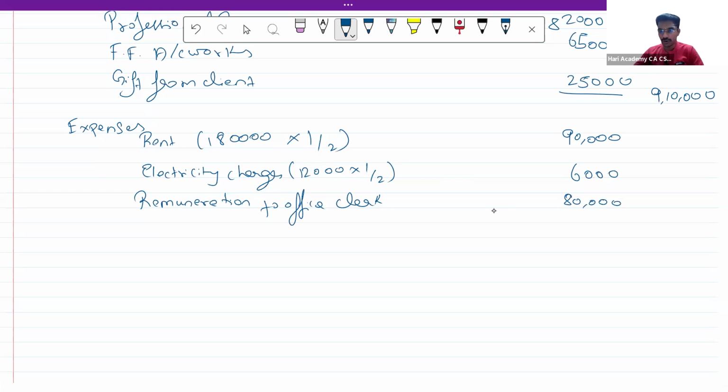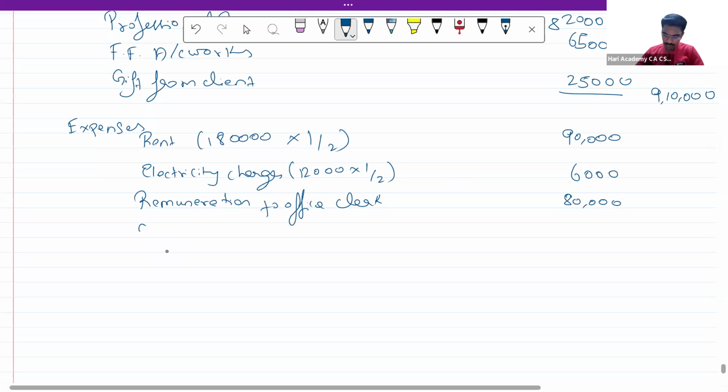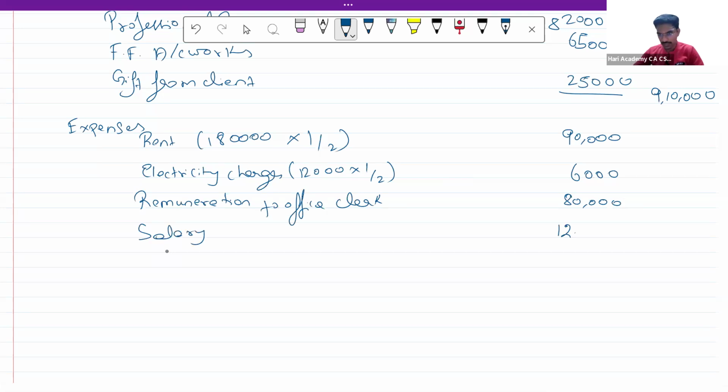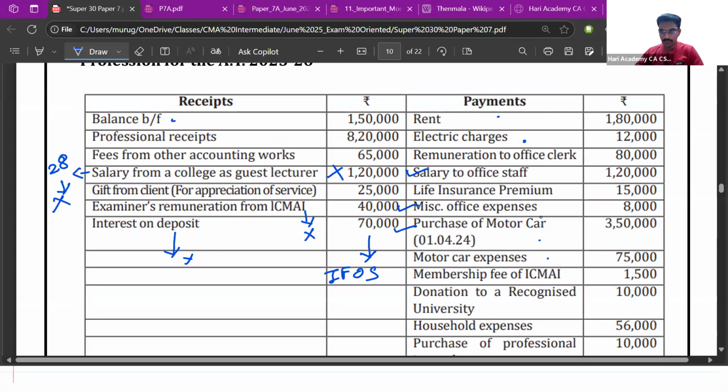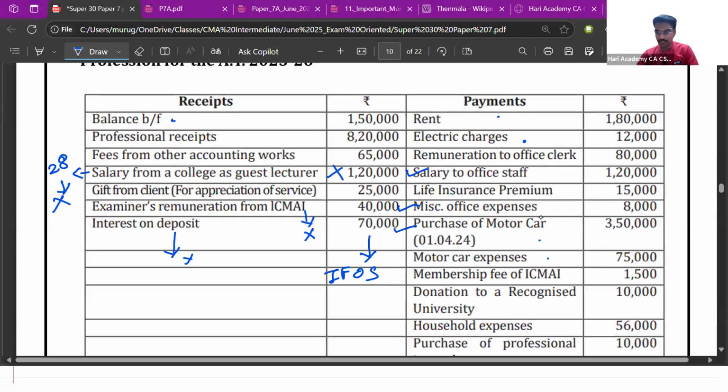80,000. Fourth point is salary to office staff, fully allowed. Salary 1,20,000. Then life insurance premium. This is not life insurance premium allowed here. It is allowable as deduction only under section 80C. This is PGBP. In PGBP, that is not allowed as a deduction. So this life insurance premium of 15,000 is not allowed.